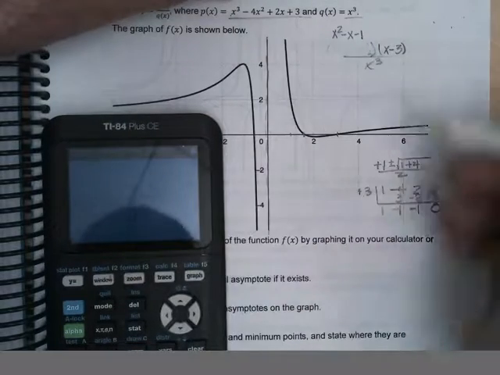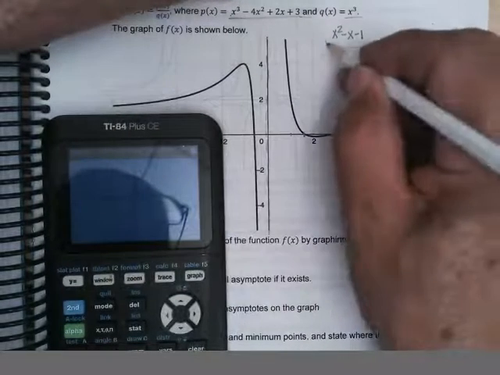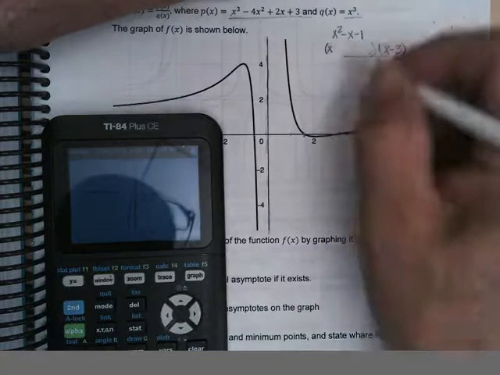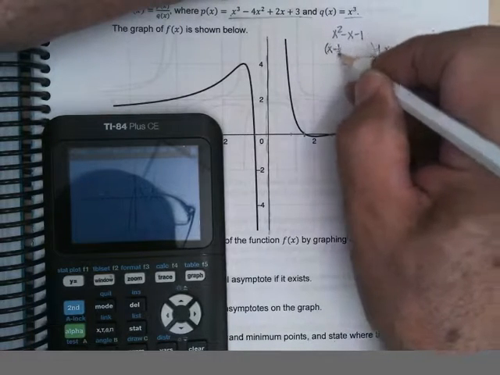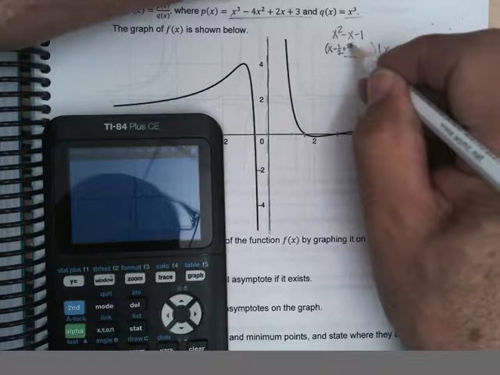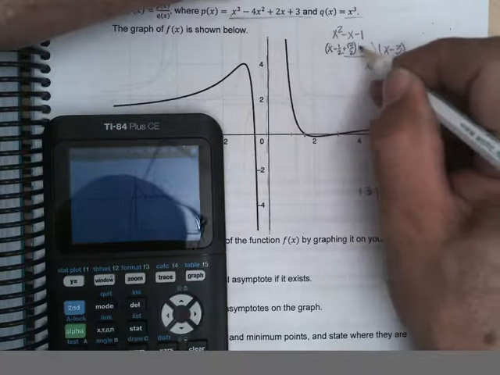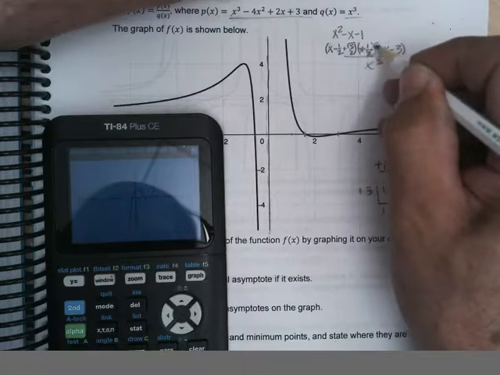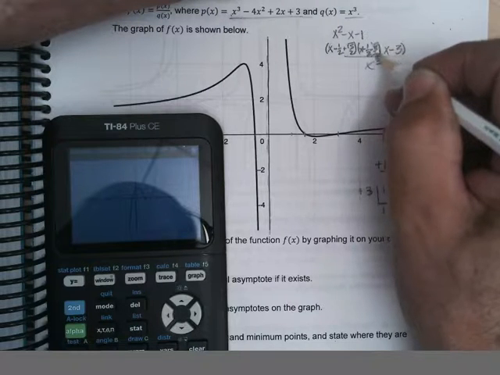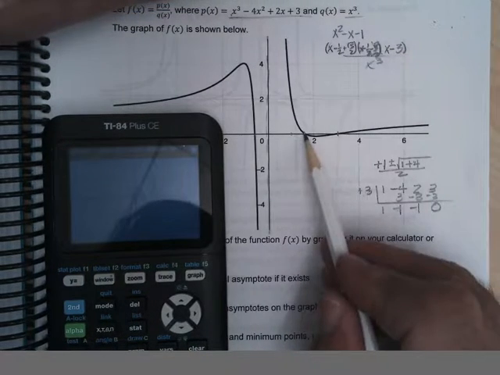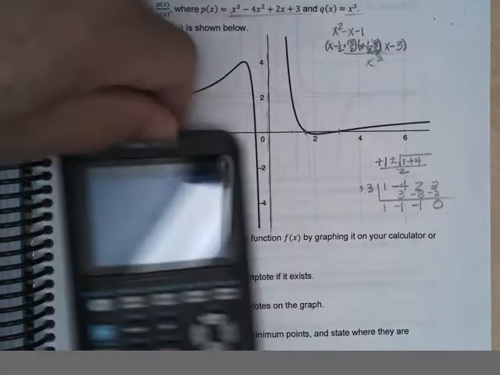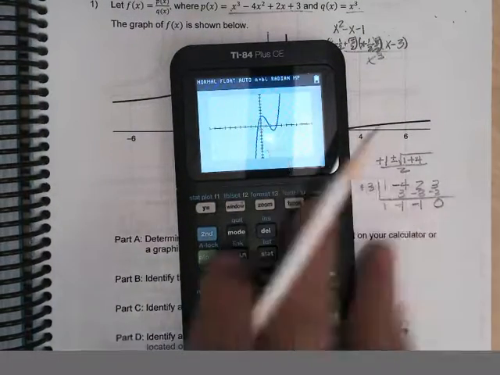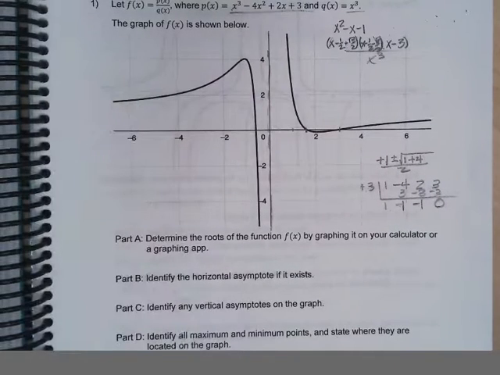So the 2 factors are x minus 1/2 plus the square root of 5 over 2, and x minus 1/2 minus the square root of 5 over 2. So that's why they don't come out to look like very nice numbers there on here. Okay? All right.